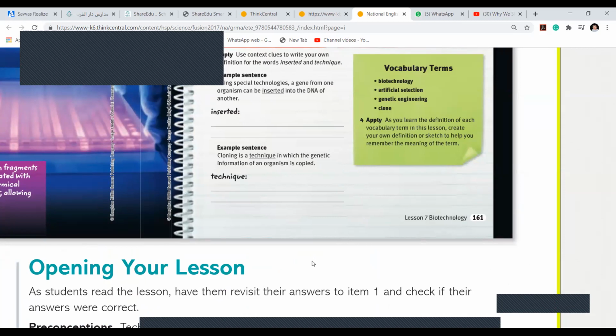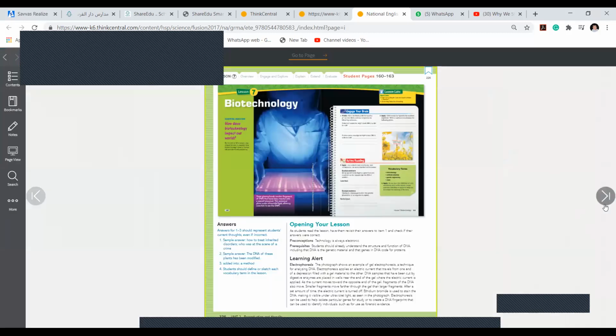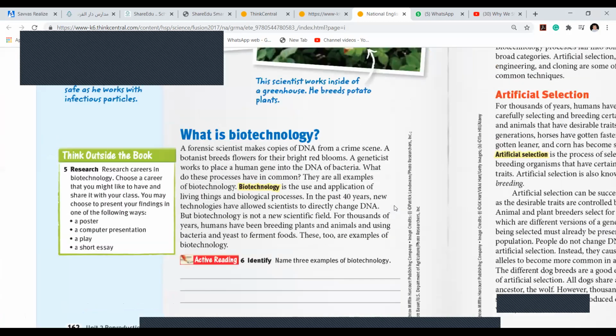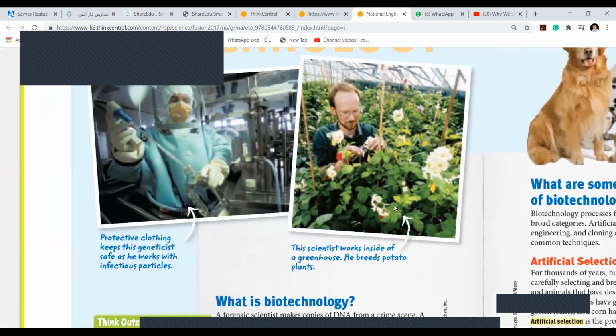Malak, read out the vocabulary terms. Biotechnology, artificial selection, genetic engineering, clone. Okay, so you have a clear idea of what we are going to learn in this lesson, everyone? Yeah, miss. Great. So let us begin. Miss, I think it's a really interesting lesson about cloning and biotechnology.